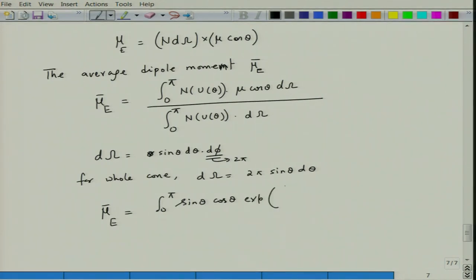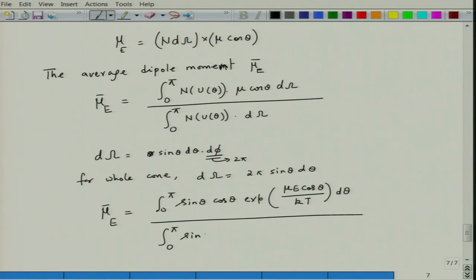exponential of mu e cos theta divided by kT into d theta, divided by integral from 0 to pi of sin theta exponential of mu e cos theta divided by kBT into d theta.